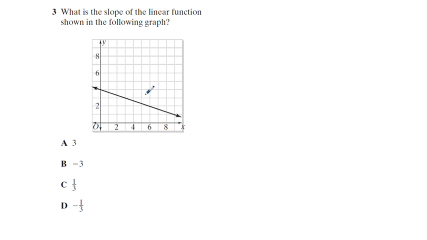Again, our function is decreasing, so slope is less than 0. And to evaluate decreasing, increasing, you have to evaluate from left to right. So you know we're going to have a negative number, eliminating answer choices A and C.